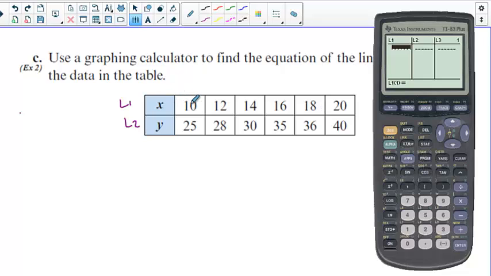So L1, type in 10, enter, 12, enter. So enter all of your L1 values, all of your L2 values.